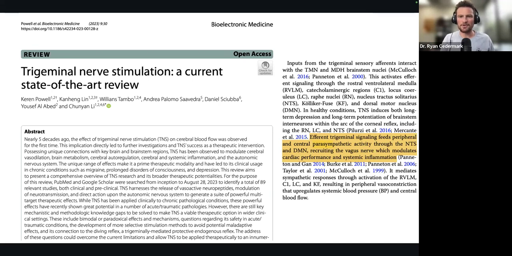I forget what that stands for. Dorsal motor nuclei, I think. Anyways, it teams up with the vagus nerve, according to this paper, recruiting the vagus nerve, which modulates cardiac performance and systemic inflammation. Obviously, when you can balance out autonomic function and improve parasympathetic function, you can also hopefully reduce systemic inflammation and neuroinflammation, which are also a common metabolic side effect of a brain injury. So that's pretty neat. This paper was cool.